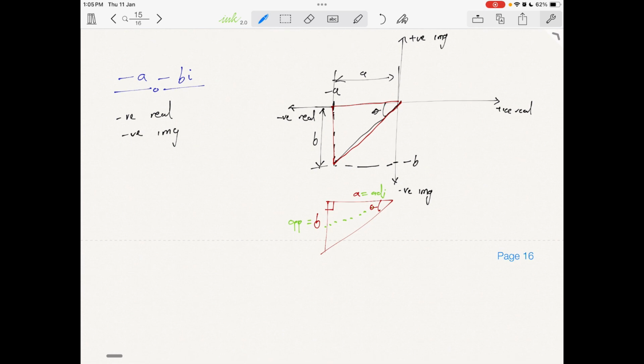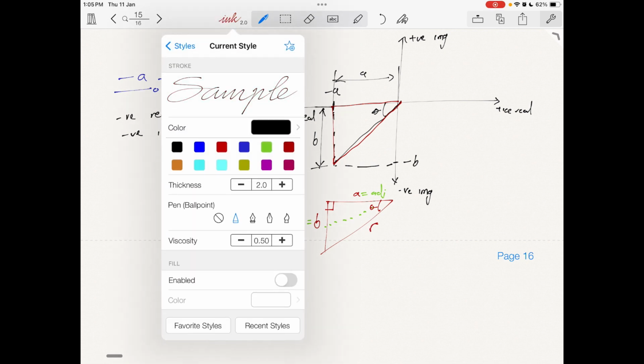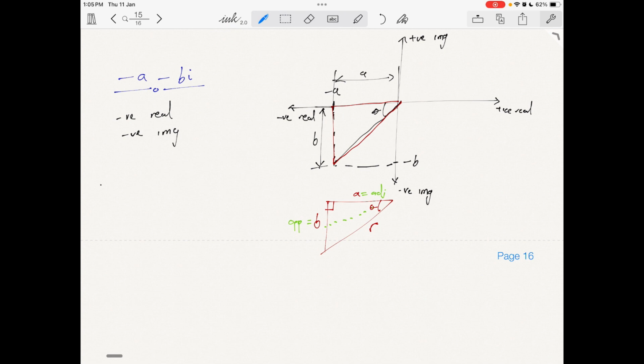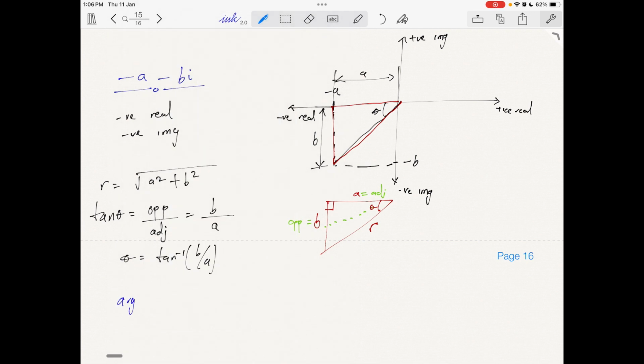So being established, we can now evaluate our R, where we know that our R is like the hypotenuse. So our R is the square root of a squared plus b squared, and tan theta is equal to opposite over adjacent, and opposite in this case is b over adjacent, which is a. So theta is equal to arctan b over a. Now if theta is arctan b over a, what is our argument z?